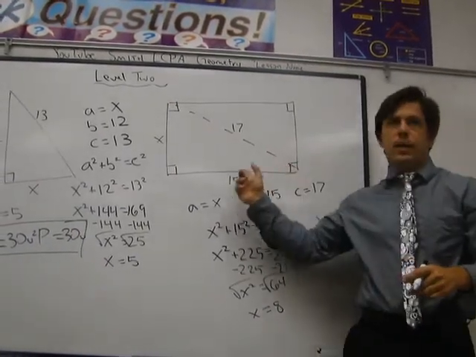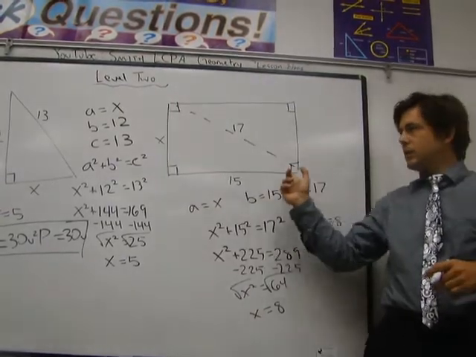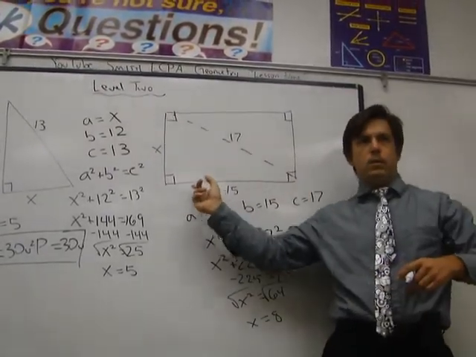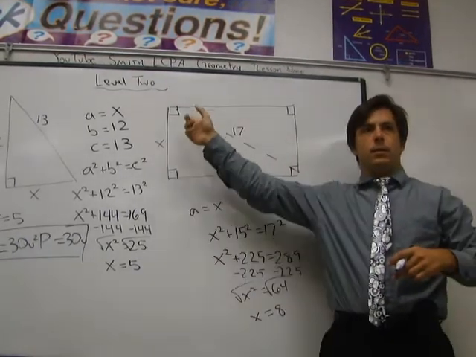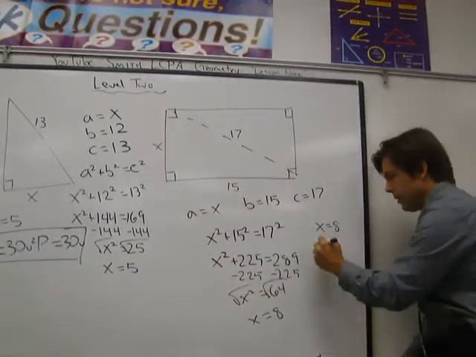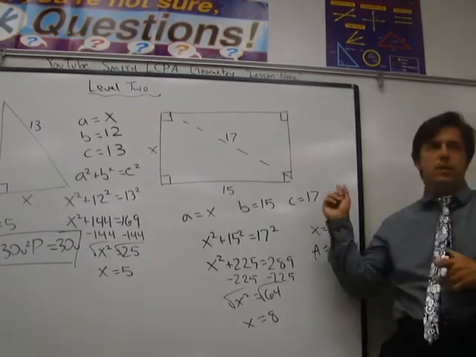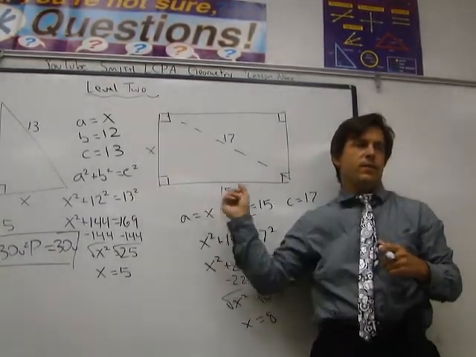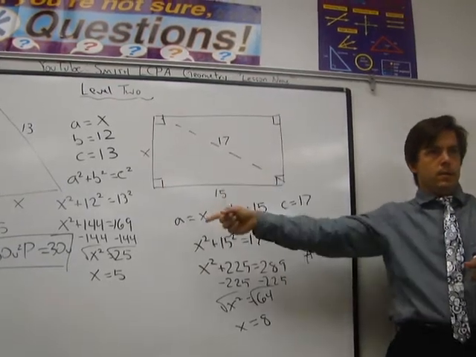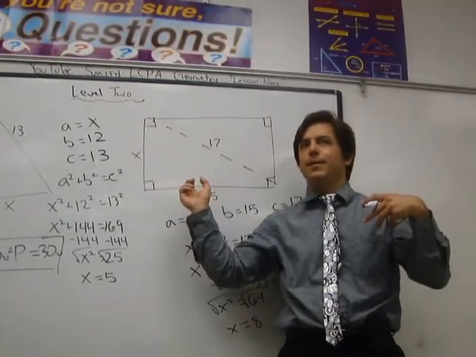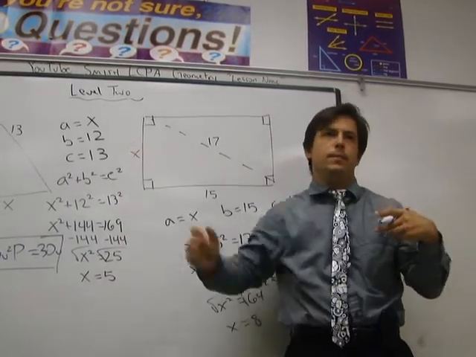So now look at this triangle. Does it have the same base as the rectangle? Yes. Does it have the same height? Yes. But we're trying to find the area of the rectangle or the triangle? Rectangle. So what's the base of the rectangle? 15. What's the height? 8. So we just do base times height, right? Yeah. So what's 15 times 8?